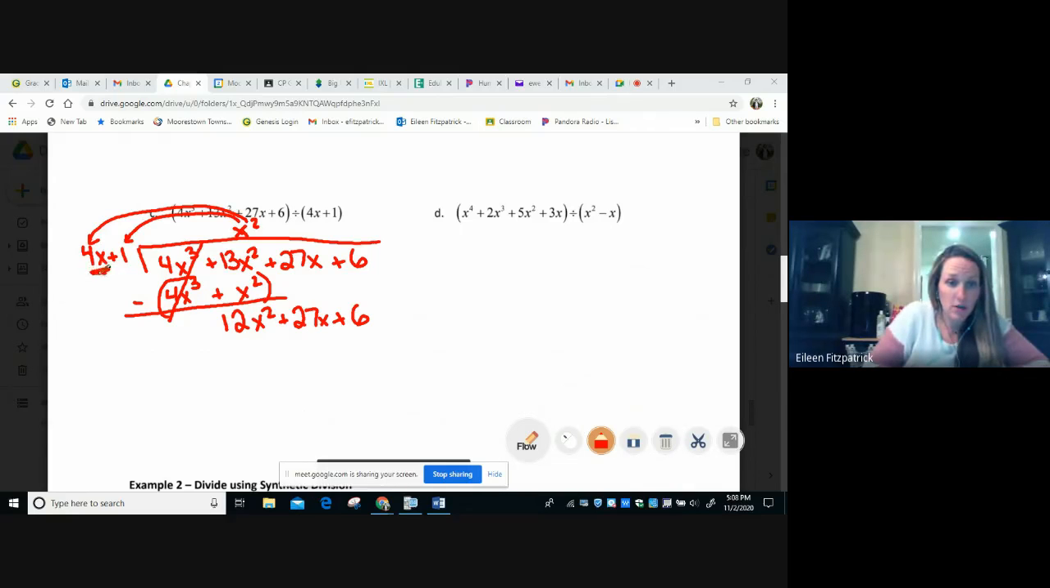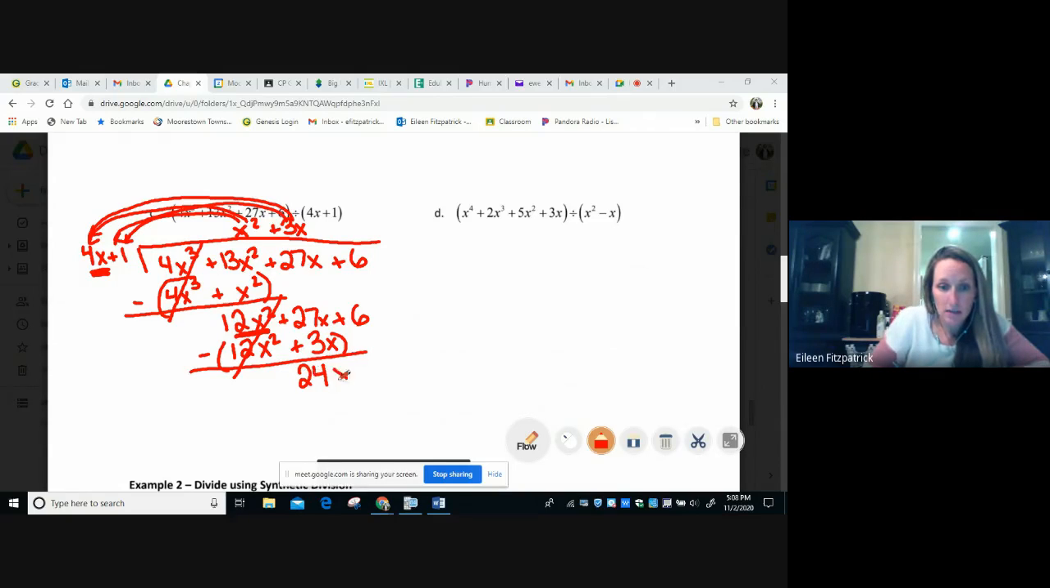Start with the same question. What do you have to multiply 4x by in order to get 12x squared? You have to multiply by a 3x. So I'm going to put that 3x up top and then distribute the 3x to both terms. All right, so 3x times 4x is 12x squared. 3x times a positive 1 is a positive 3x. You're going to subtract. So 12x squared minus 12x squared cancels, which is what you want. 27x minus 3x is going to give you a 24x, and then drop that 6, so plus 6.